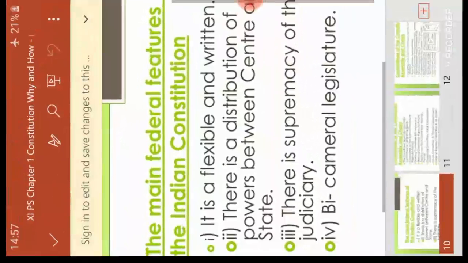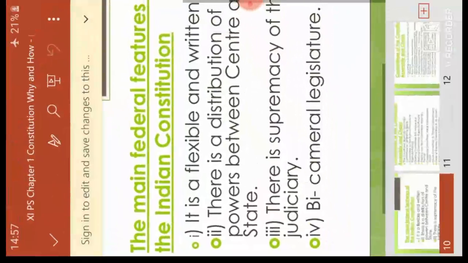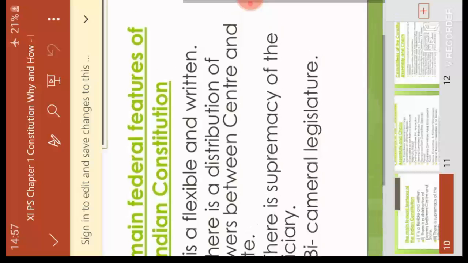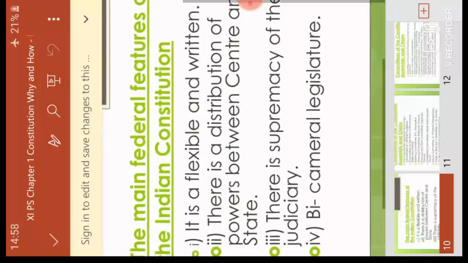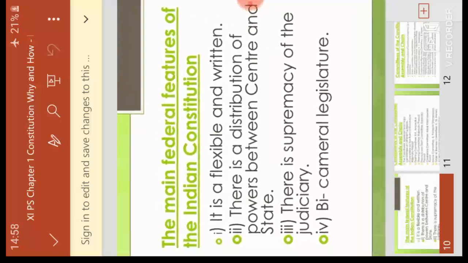Next function of the constitution is that there is supremacy of the judiciary. What does it mean? That law should be supreme. It should help people.